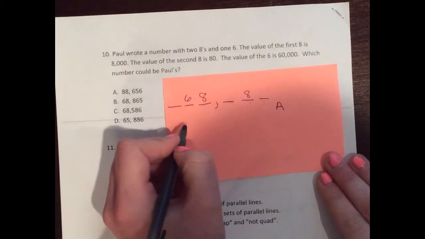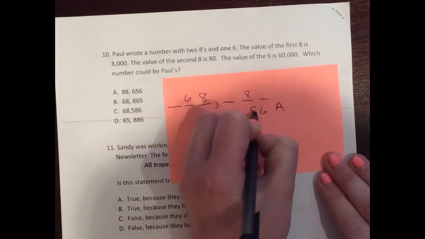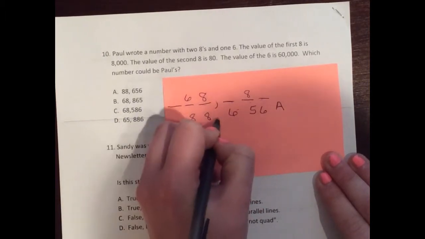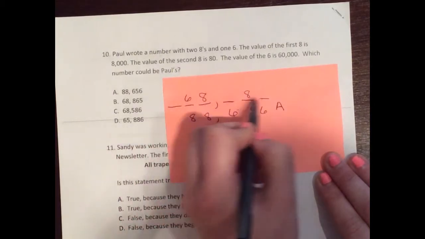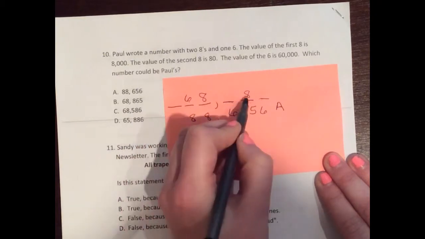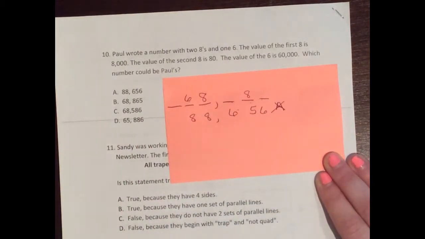A is 88,656. So if it helps to start with the ones, do that. I need to see which ones match the numbers up here. Does the 6 match? No, it doesn't. Does this 8 match? Yes. Does this 8 match? No. So A is not the answer because not everything matches for the place values that we have.